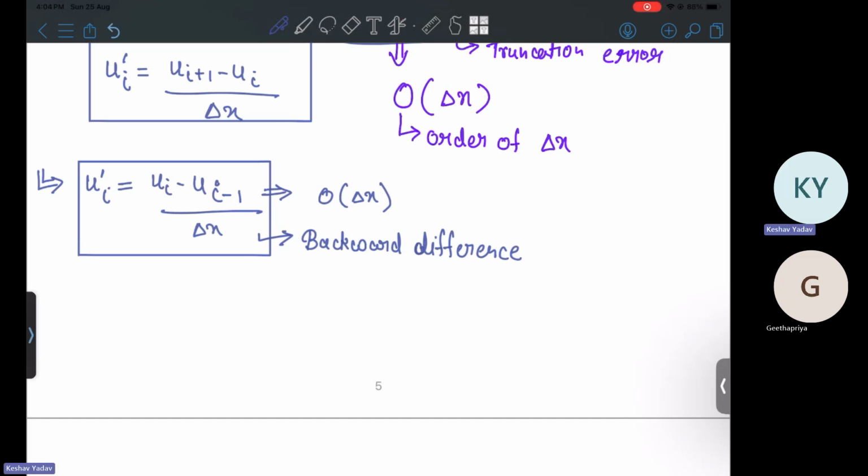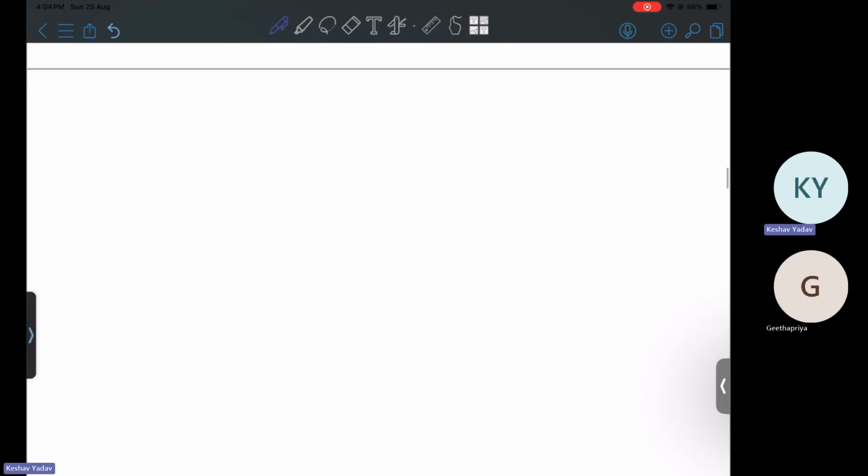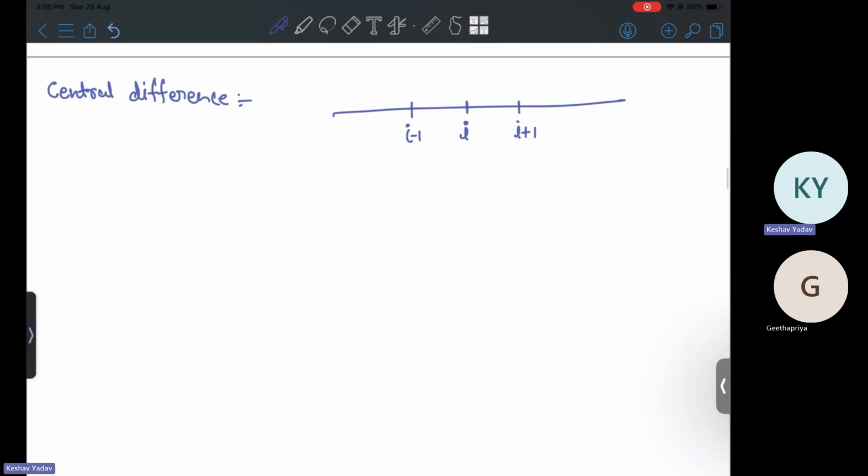Okay, this is what backward difference is. Similarly, I can go for central difference. Central difference means, if I have i here, then I will take i as a center and I will use the difference of i plus 1 and i minus 1. How can I do this? I will write the Taylor series at i plus 1 and i minus 1.